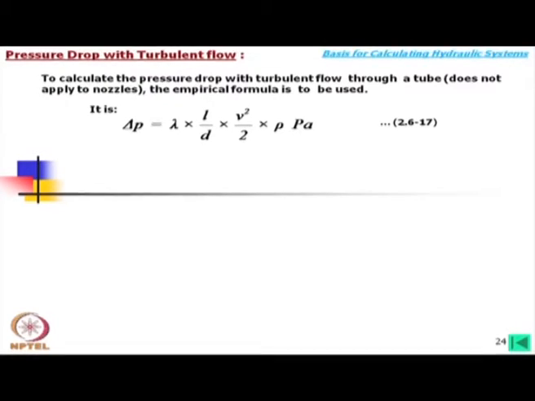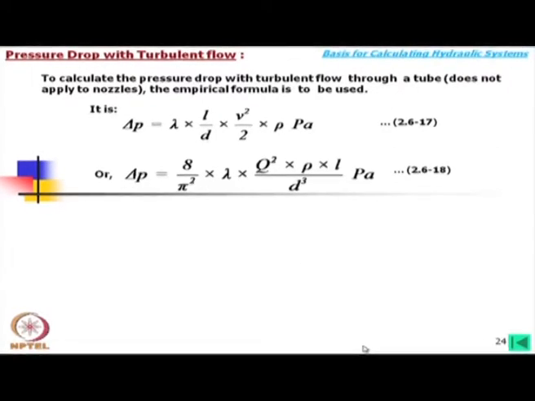Now, it is del P equal to lambda L by D, V square by 2, into rho. That means we have to use this lambda factor there. Obviously, if we use it in terms of flow rate, then this is converted, because flow rate by area gives this velocity.